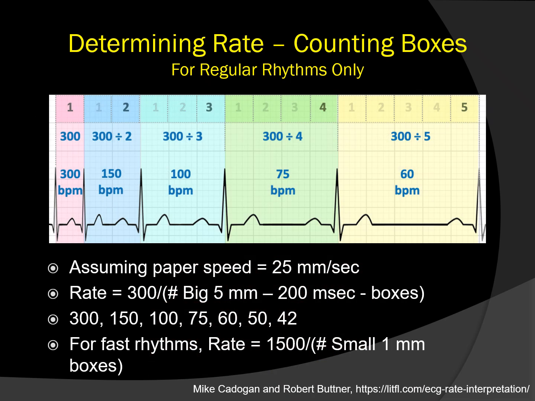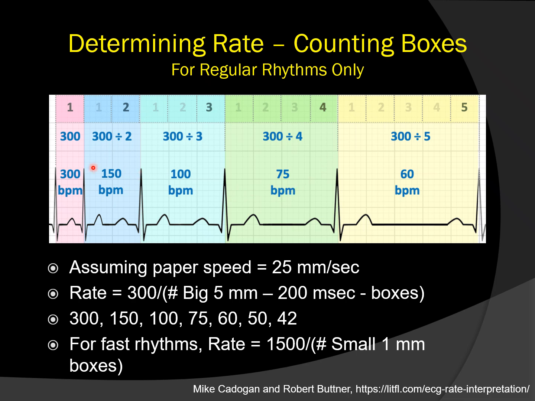So if you look at this diagram, if we assume the paper speed is 25 millimeters a second, then if there was a tachycardia, and these complexes were every large box or every 5 little boxes, that would mean that there is 1 heartbeat every 1/5 of a second. So we would have a rate of 300, 5 times as much. Now, if it was every other box, we wouldn't really have to think about it much. We would just say, oh, it's half of the original rate. So it's 150. And if it's every third box, it's 100, and every fourth box, 75.